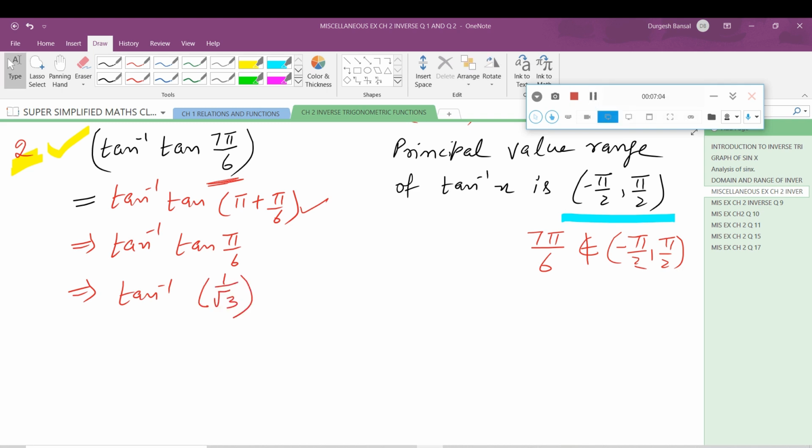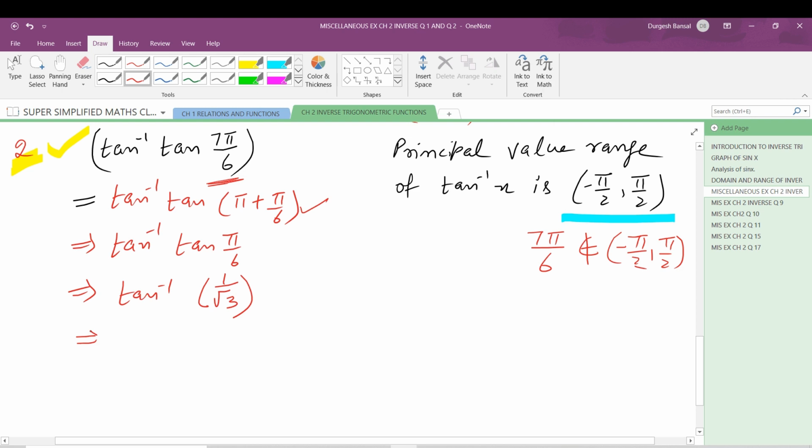So the value of tan pi by 6 is 1 by root 3. Now tan inverse 1 by root 3 means we have to write that value of theta at which tan theta is 1 by root 3. Or if you don't know how to solve after this, you can assume it to be y. Then 1 by root 3 will be equal to tan y. So what should be y? y should be 30 degrees, or you can say pi by 6.